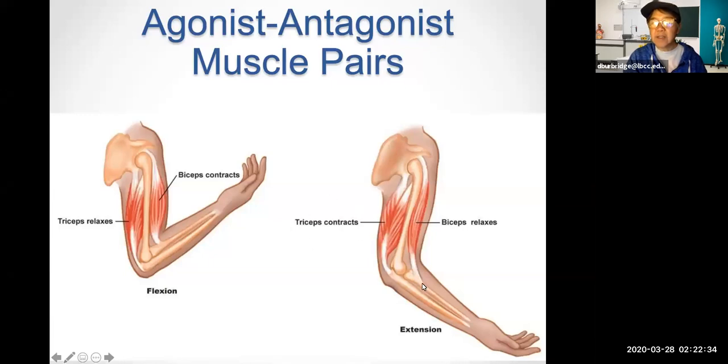And in the process of elbow extension, the biceps has to relax. So the biceps now becomes the antagonist. So you've got these pairings at work. You've got muscle pairs. One muscle does the primary motion. We call it the prime mover or the agonist. And then the other muscle is counteracting the action of the prime mover. It's doing the opposite motion.